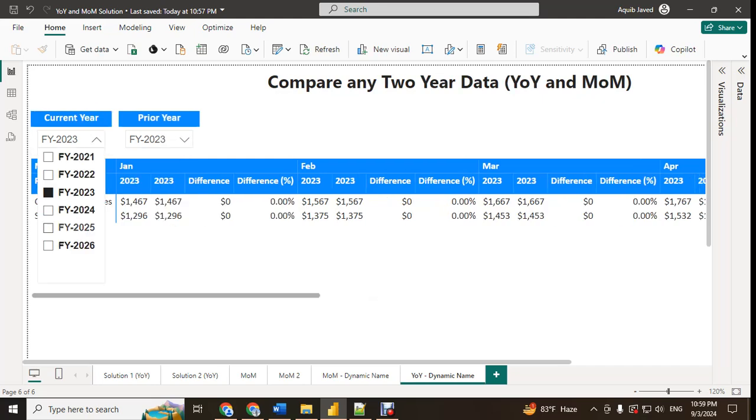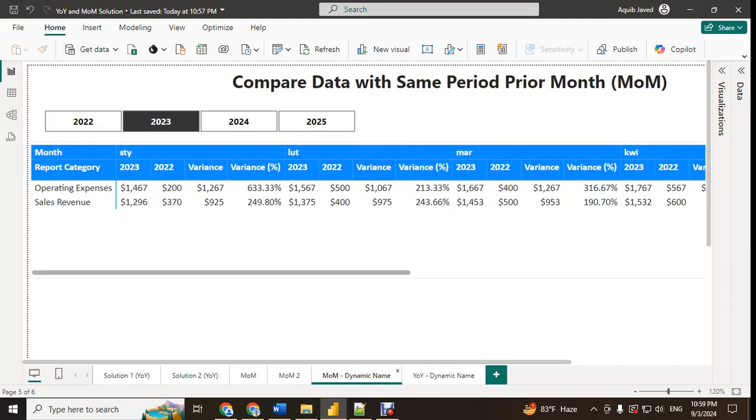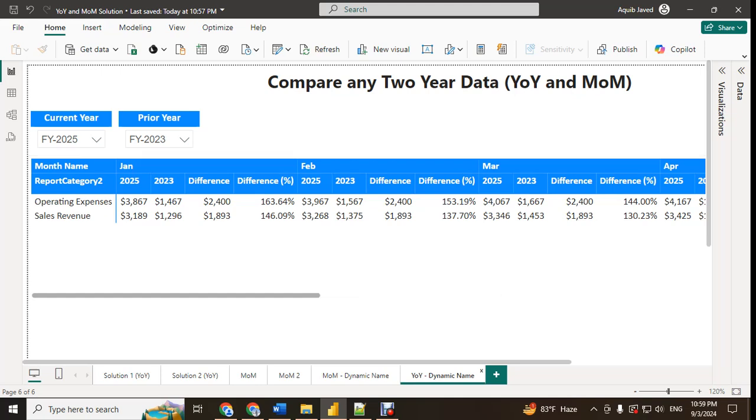So this is solution number one, the prior year, and this is solution number two. So over Google or any Microsoft community, you will not find that kind of solution. You also know that. So I found the way that you can achieve the goal and change the header name, I mean the measure header name and their values, dynamically.